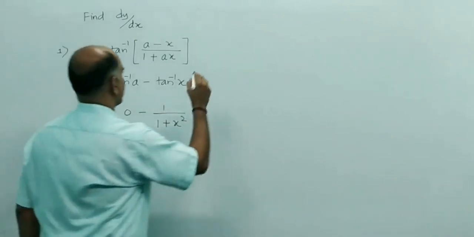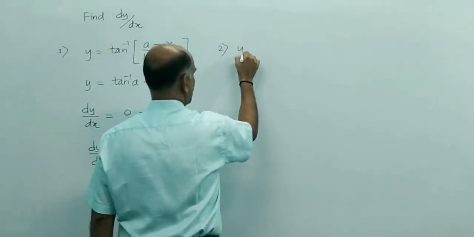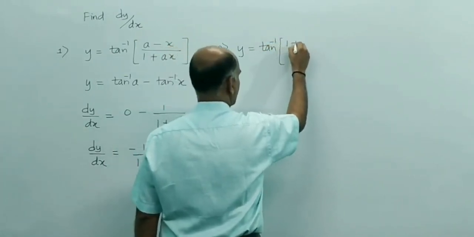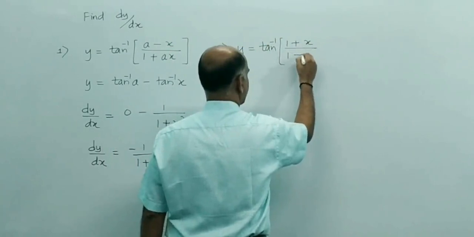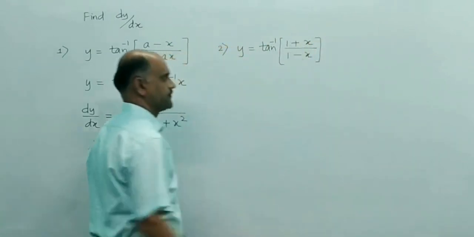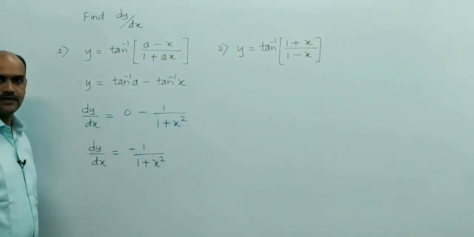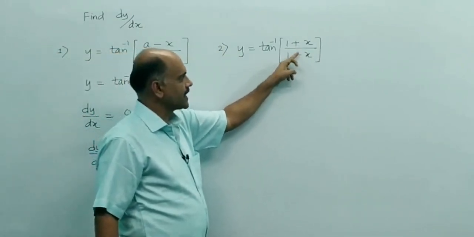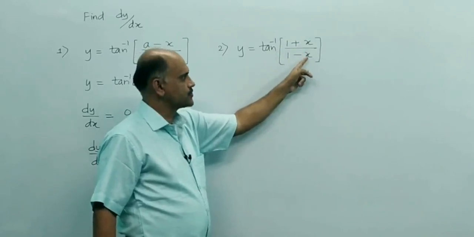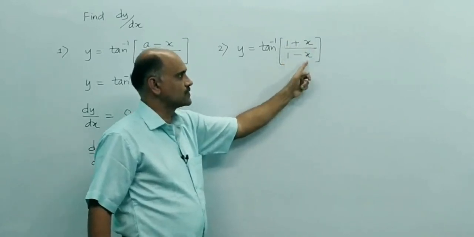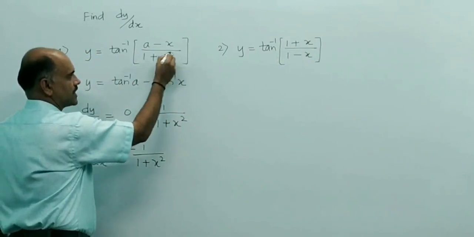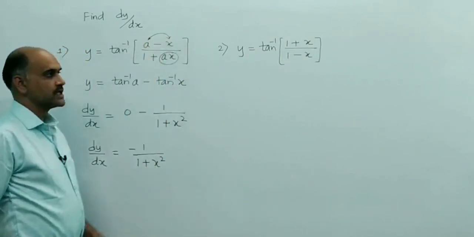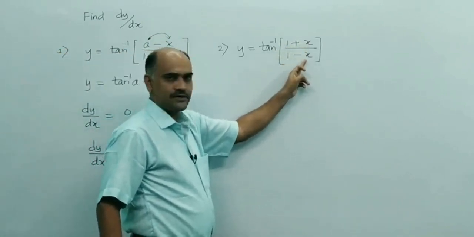Similarly, if I take the second one, y is equal to tan inverse of (1 plus x) divided by (1 minus x). Again here 1 is there, here minus, here plus is there. This should be the multiplication of these two terms. Here if you observe, ax is the multiplication of these two. Similarly 1 into x will be x.